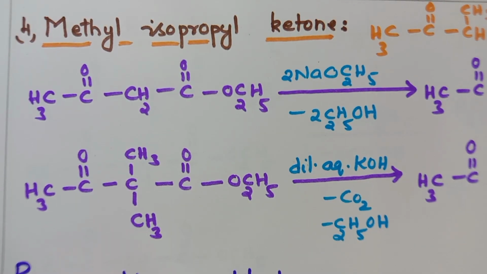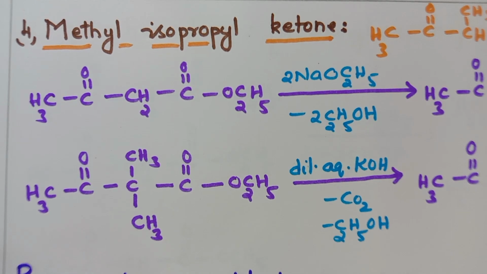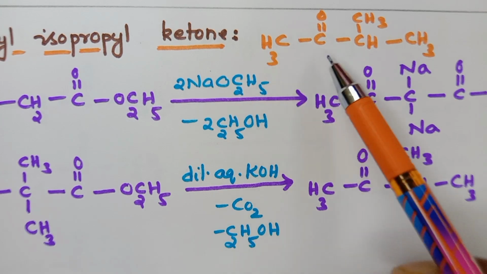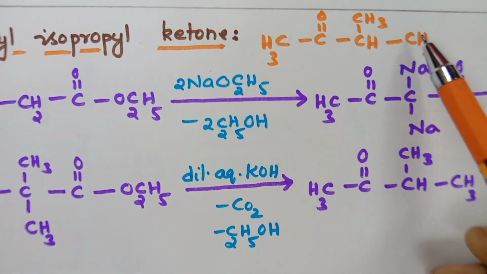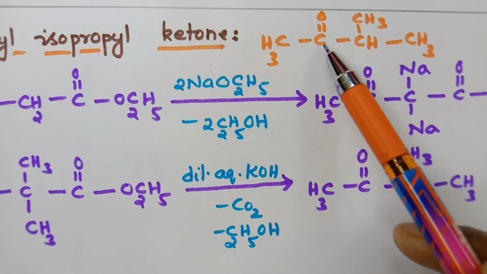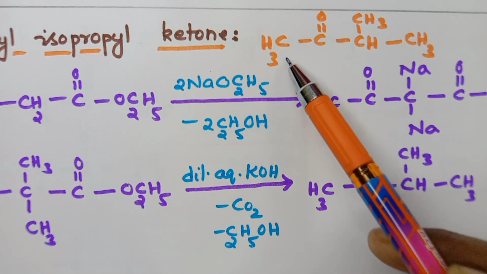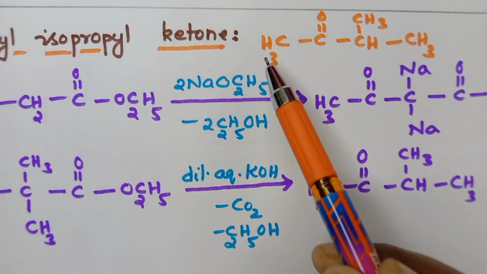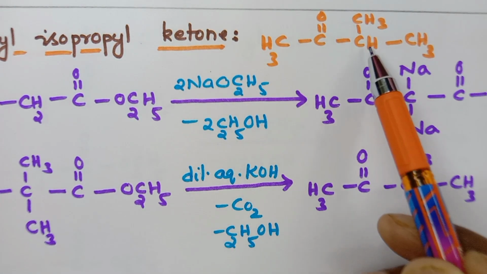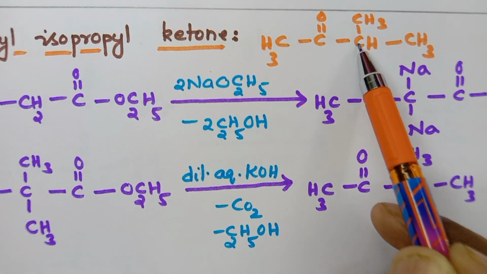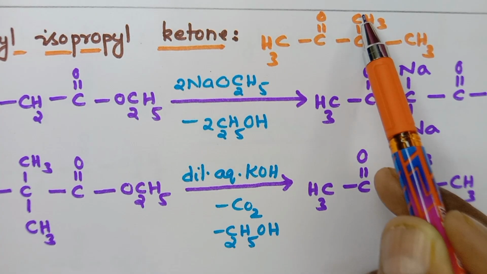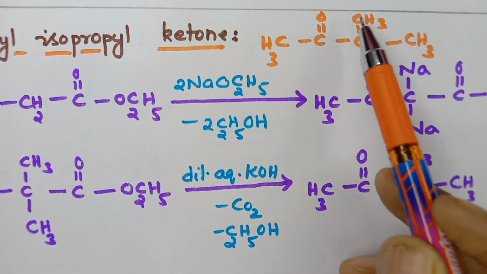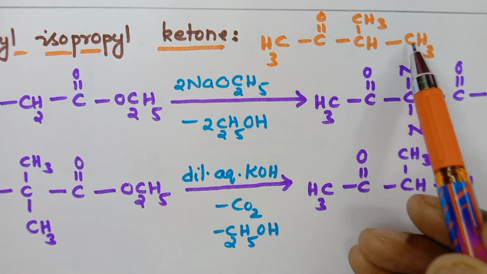Next, fourth compound, methyl isopropyl ketone. So on one side there is, look here students, CH3, C double bond O, CH, CH3, CH3. So one side of carbonyl group there is methyl group and the other one is isopropyl group. Okay. So on hydrolysis, you know, we are getting CH3, C double bond O, CH. Till here we get. To this carbon what are added, students? This side 1 CH3, this side 1 CH3. So 2 CH3 groups we should introduce.